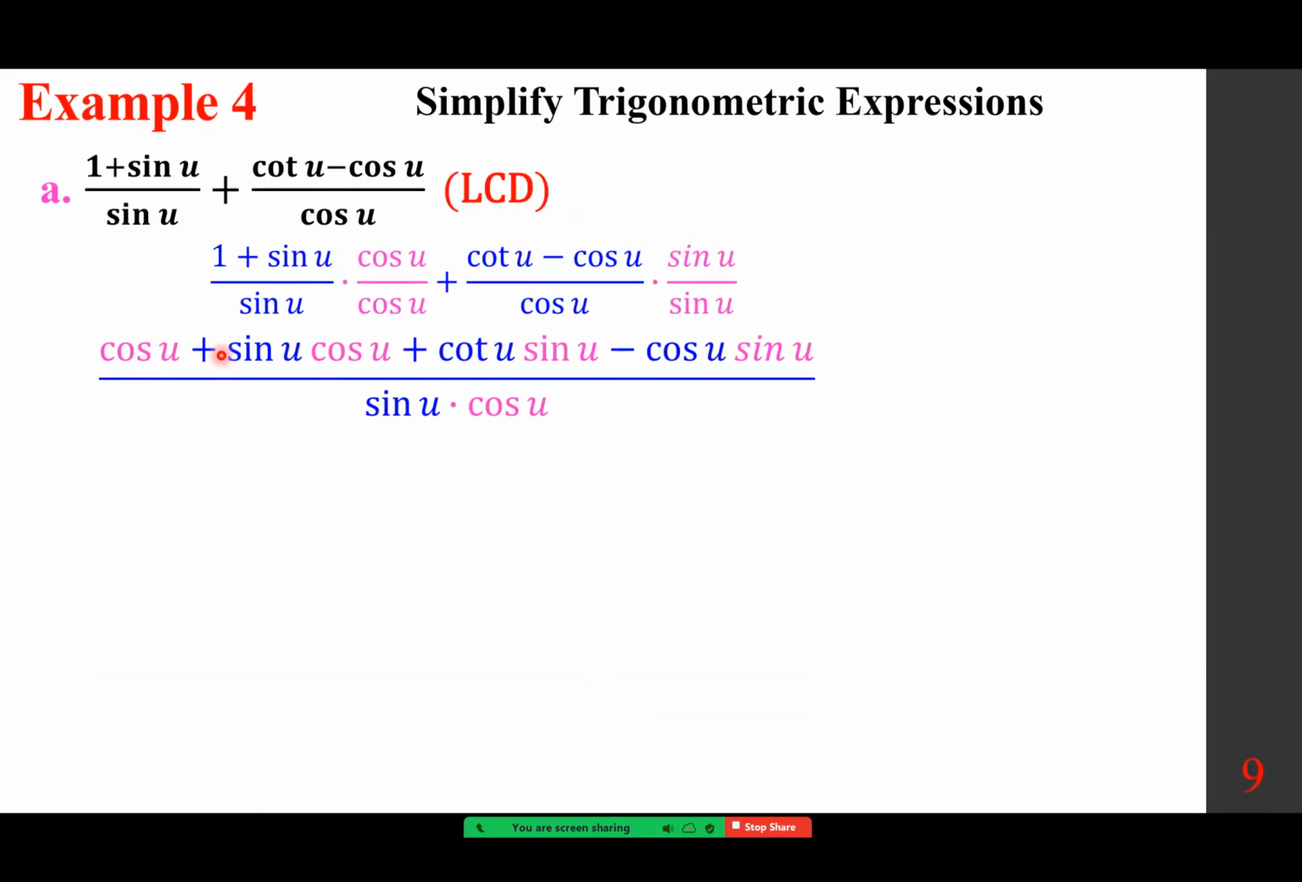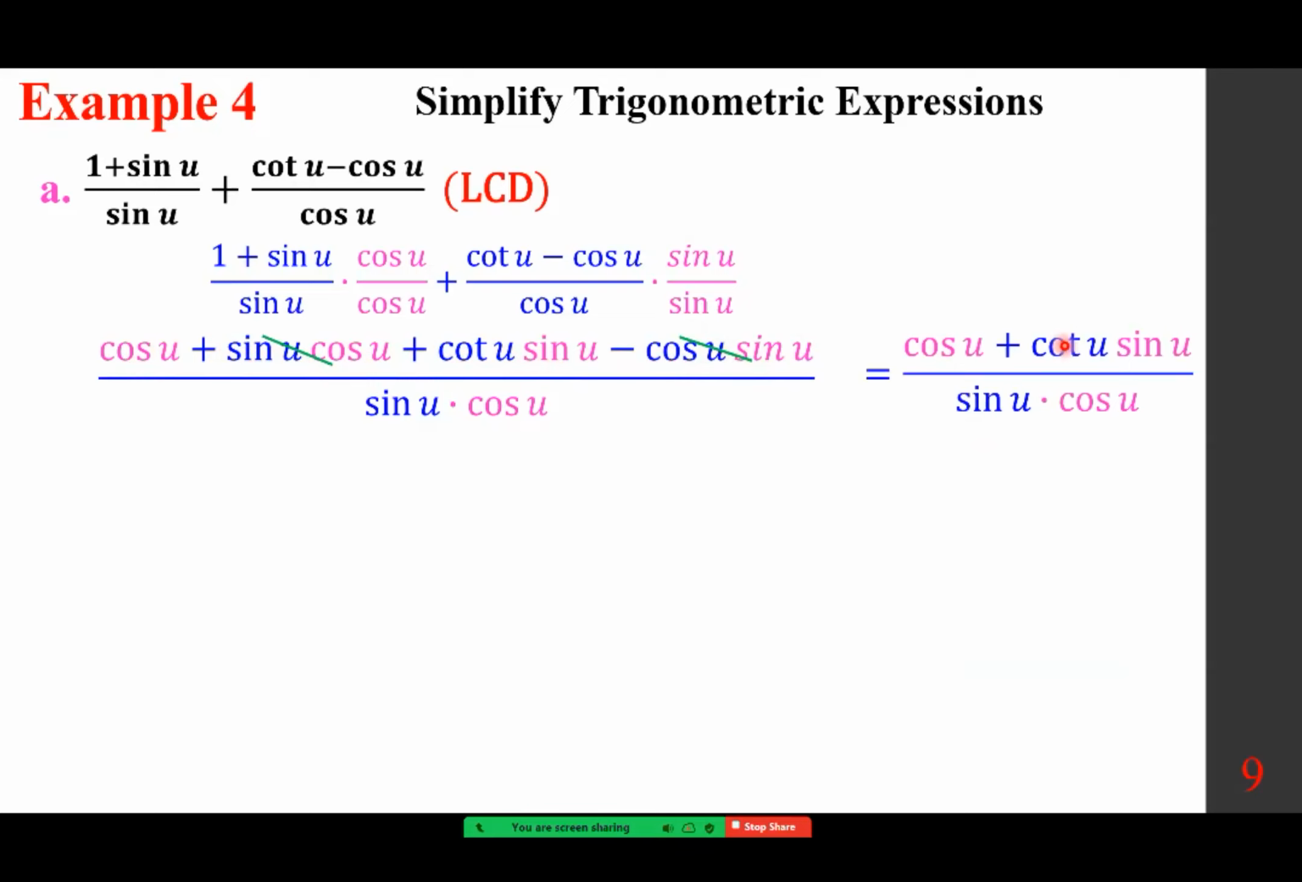Clearly, when we write this, we notice sine u cosine u and negative cosine u sine u. Take a look at these two. These two are identical, except one of them is positive, one of them is negative. So in essence, they are opposites. These two cancel each other, right? Sine u times cosine u or cosine u times sine u makes no difference. One is positive, one is negative, they cancel each other. So we write what is left in the numerator. Remember, the denominator repeats. And so we have cosine u plus cotangent u sine u.